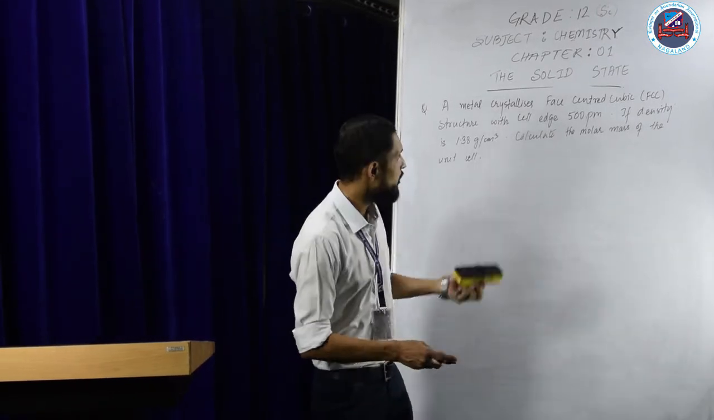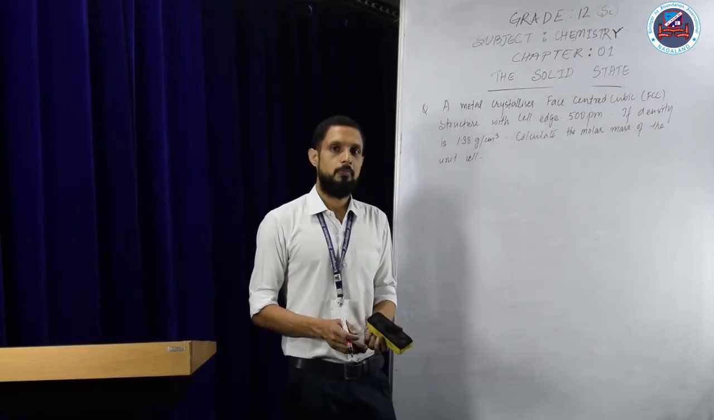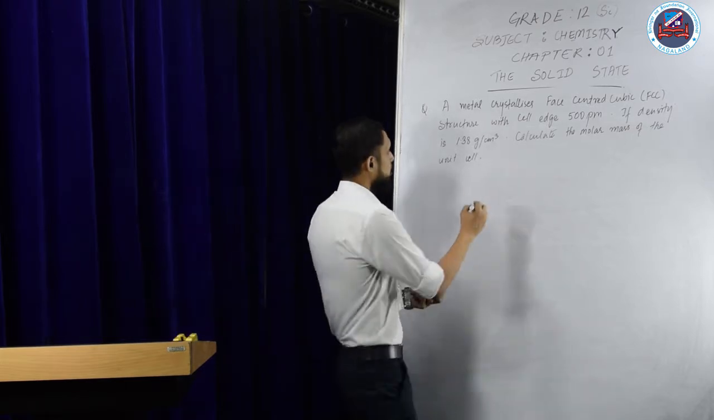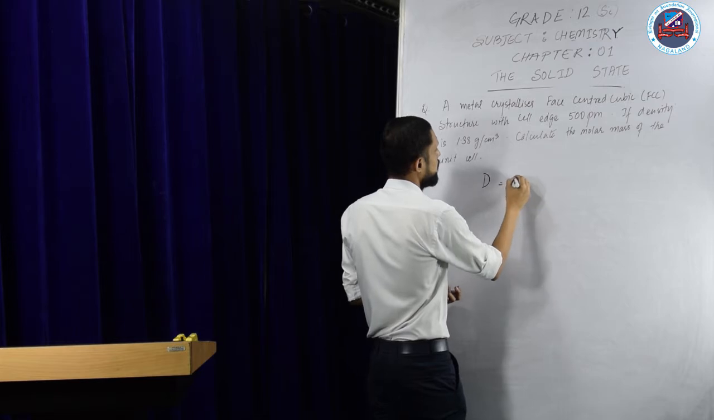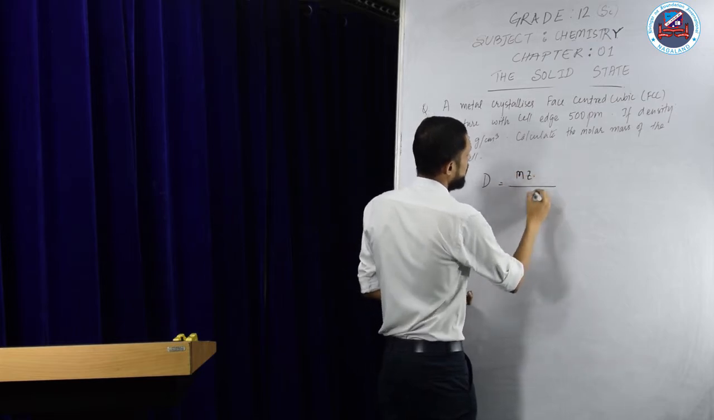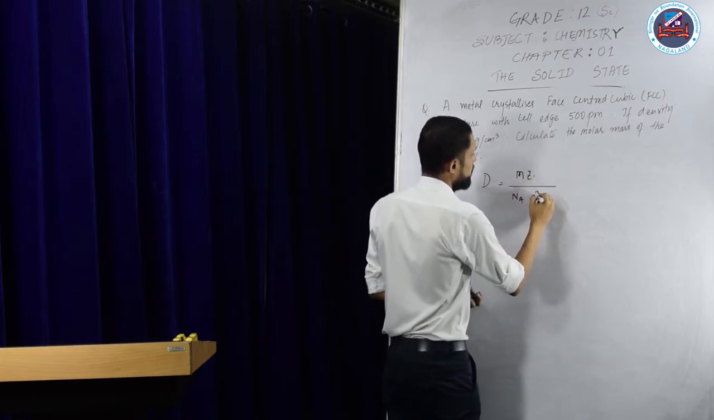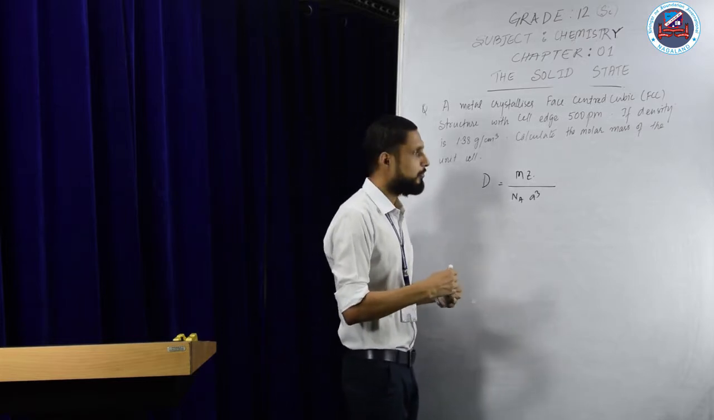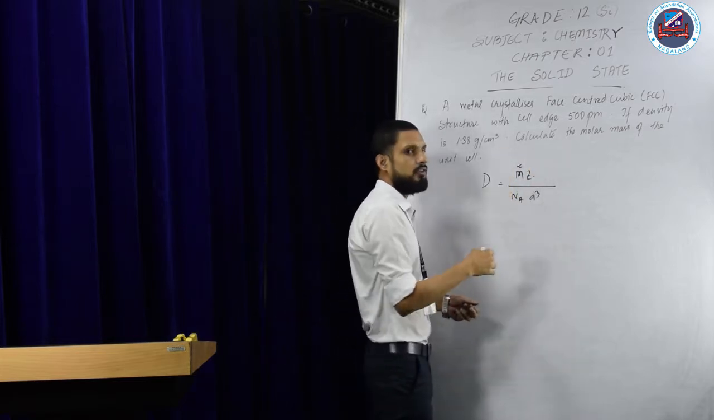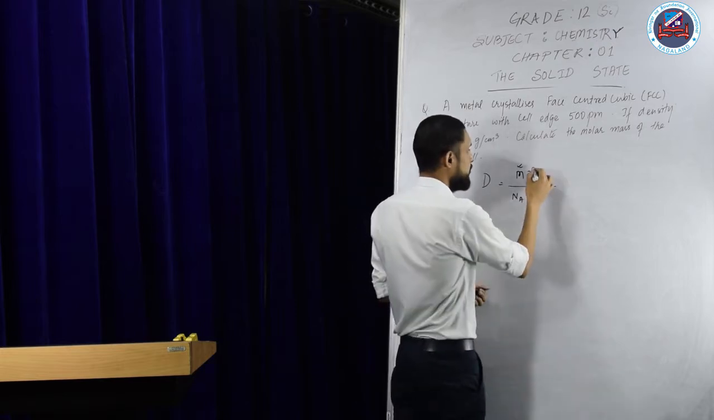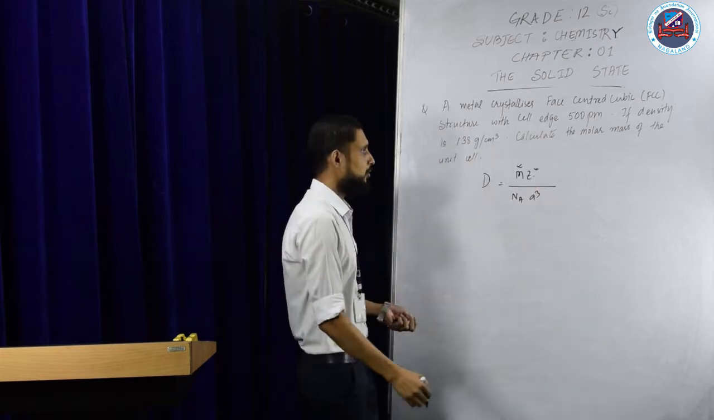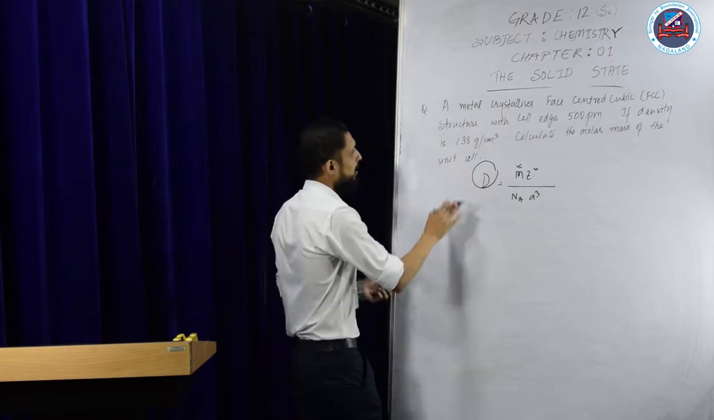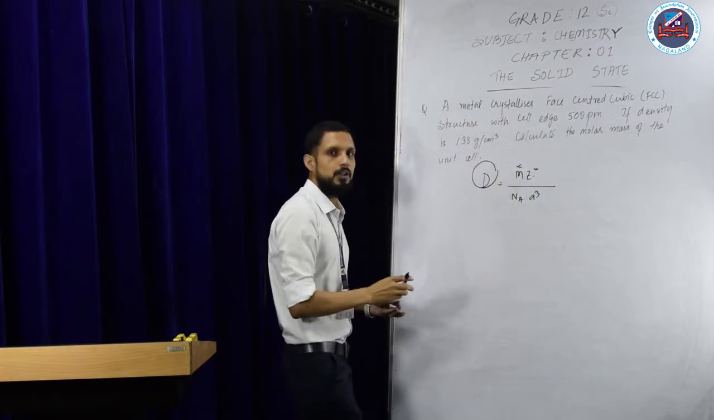So today in this video we are going to do a numerical based on the formula which we discussed in the last video, the density formula. That is D = mZ / (Na a³), where a is edge length, Na is Avogadro's number, m is mass, that's molar mass, atomic mass, molecular mass, Z is the number of atoms, and D is the density. So let us read the question and find out what variables are given.